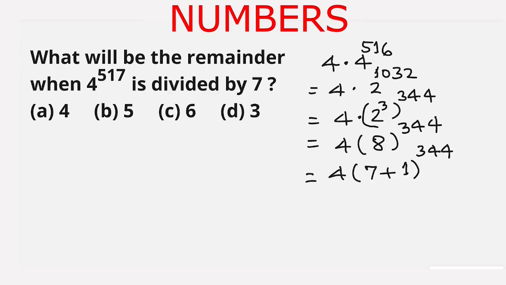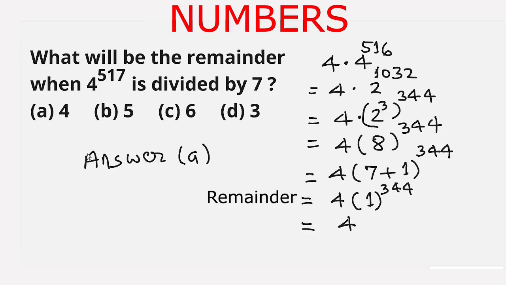And this can be written as 4 into 7 plus 1 whole raised to power 344. When 7 plus 1 whole raised to power 344 is divided by 7, the remainder is 1 to the power 344, and this is nothing else but 1. So this is 4 into 1 is 4. This way we get the remainder 4. And from the given options, our answer is option A. I hope you have understood both the methods of solving such type of questions.